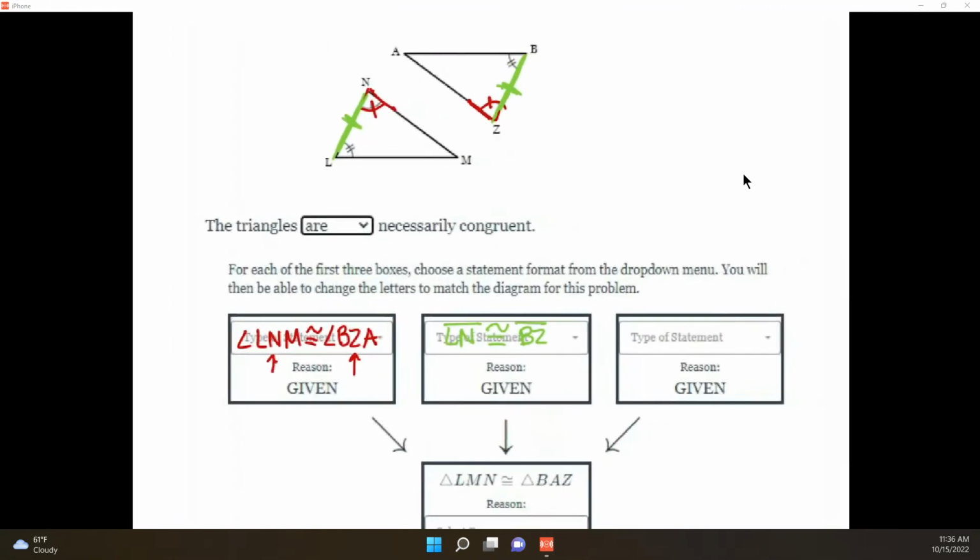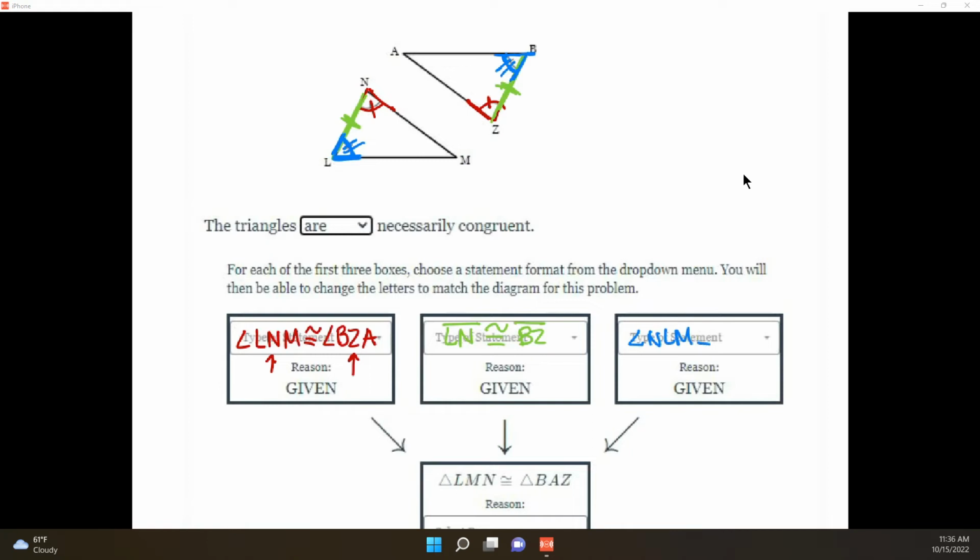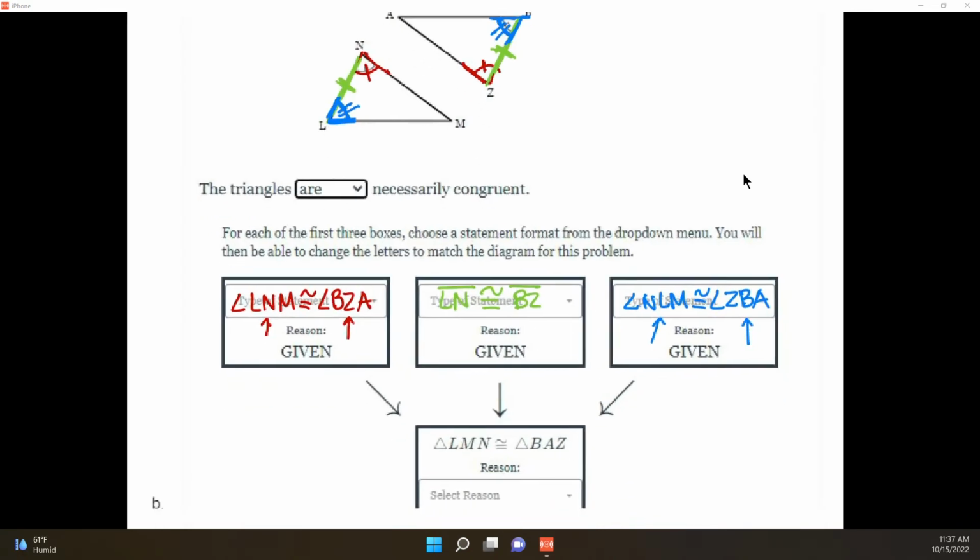And then the last thing I've been given is another angle right here. So this angle with the two tick marks is congruent to this angle with the two tick marks. So angle NLM is congruent to angle ZBA. Paying attention again to what letter is at the center of those angles. L and B are the center of the angles, so they should be the center of the name.